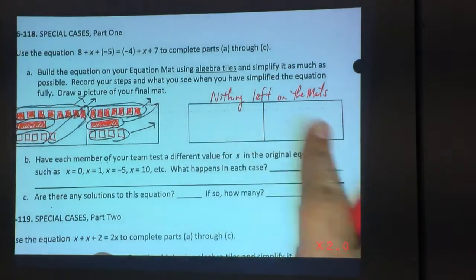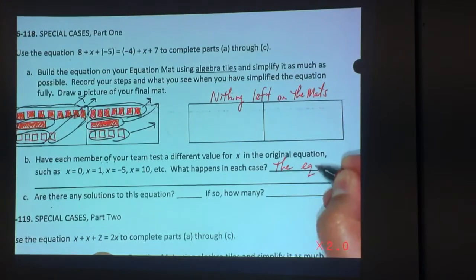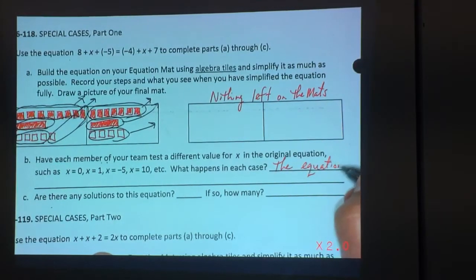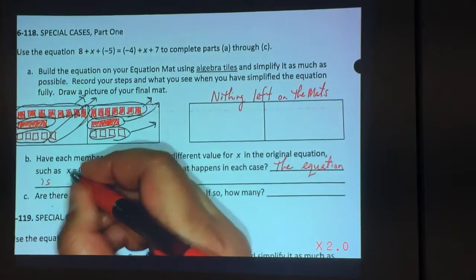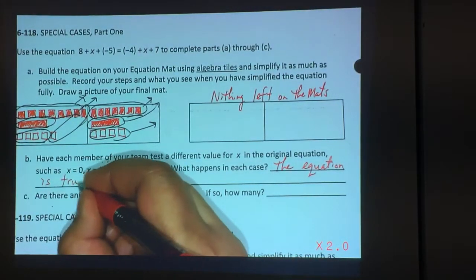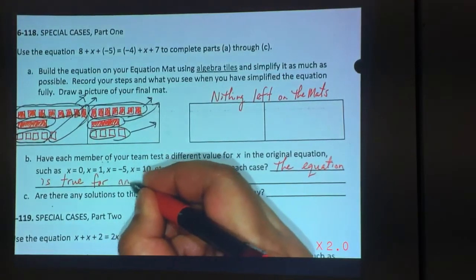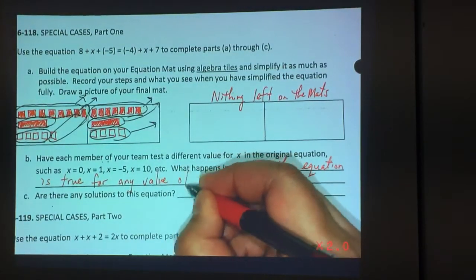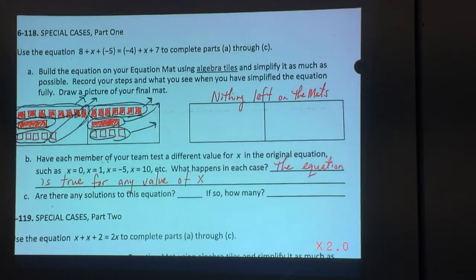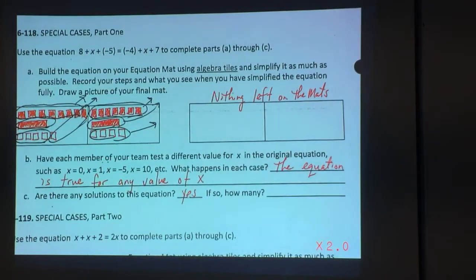Well, if there's going to be nothing here and nothing here, the equation is true for any value of x. Are there any solutions to this equation? Yeah. If so, how many?